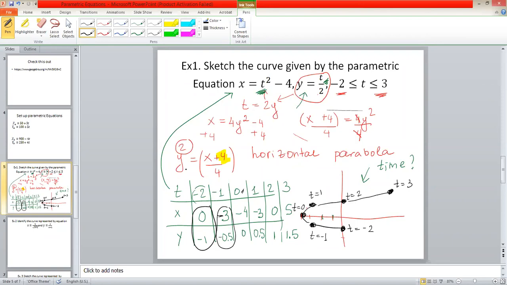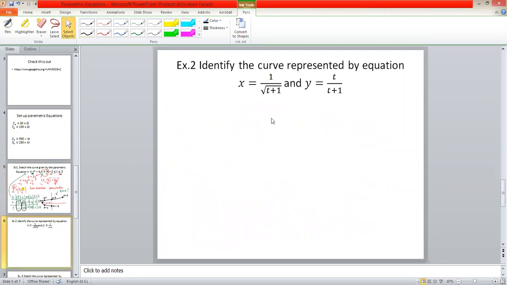All right, two more examples. Next question: identify the curve represented by the equation. In this case, and also if you have this question in the textbook, you don't need to draw it perfectly. You just need to identify the curve. What is that? Parabola, hyperbola, ellipse? You know so many curves already.